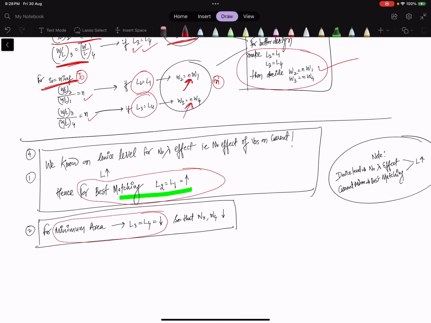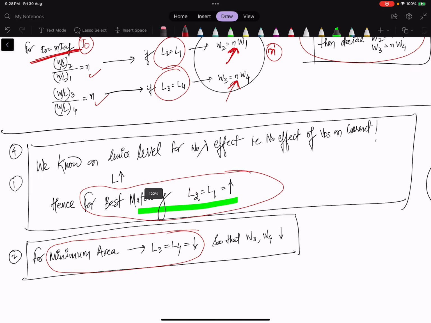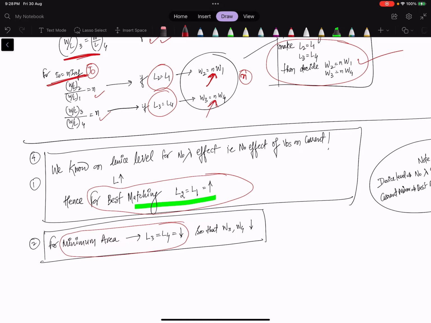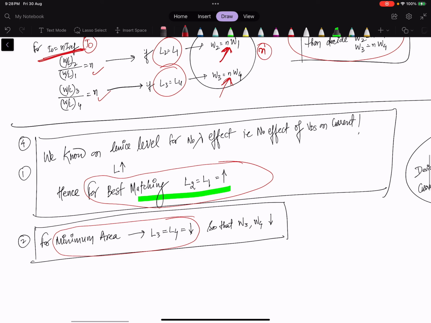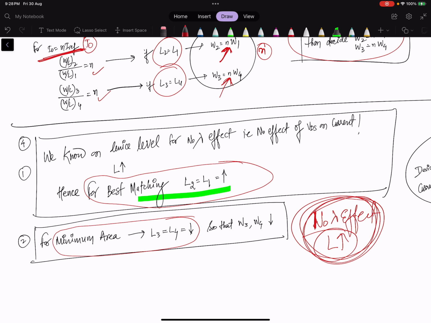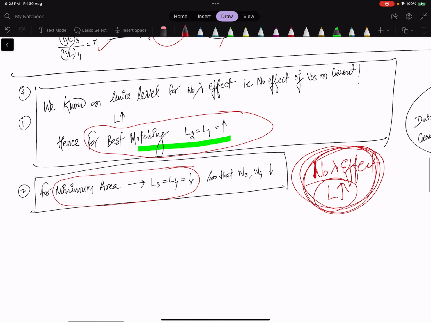Now going to the last point. So what is the last point? It says, from the previous video we know that for no lambda effect, length should be high. Okay, so what does it mean? It means 1 plus lambda VDS2 upon 1 plus lambda VDS1, if it is there, gives I naught upon IREF.